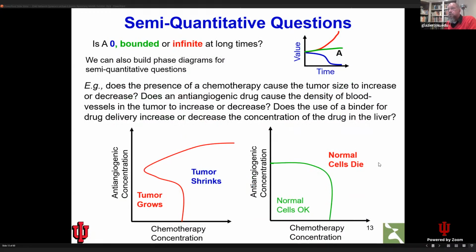Another kind of question would be, for example, about steady states or long time behaviors. Is the value of A 0 at long times? Is it bounded at long times, or is it infinite? Does it diverge? And again, you can build phase diagrams related to semi-quantitative questions. If I imagine that I have a tumor, that tumor is either going to grow or shrink.